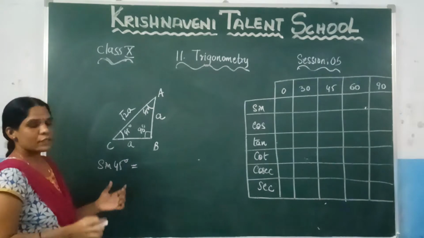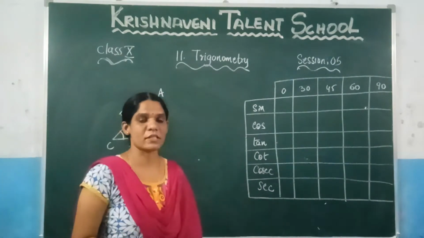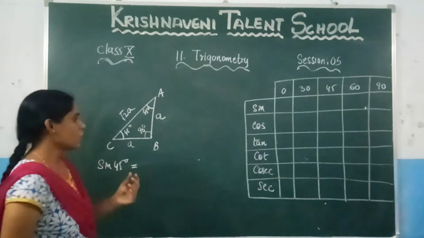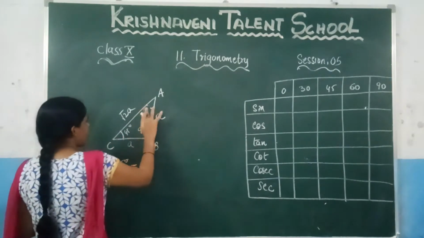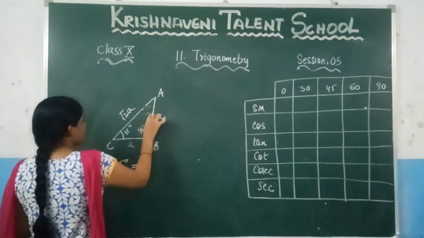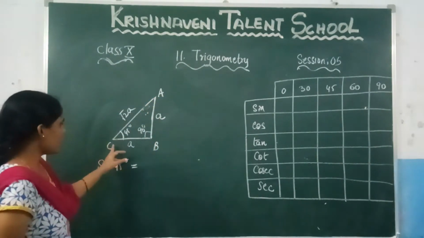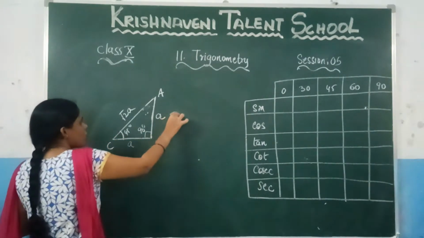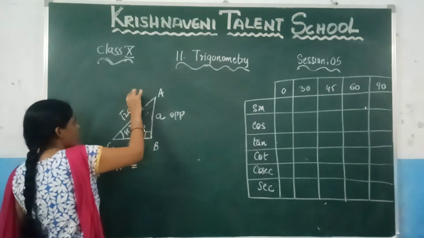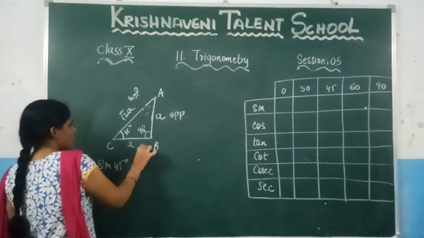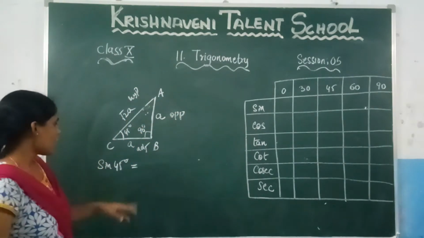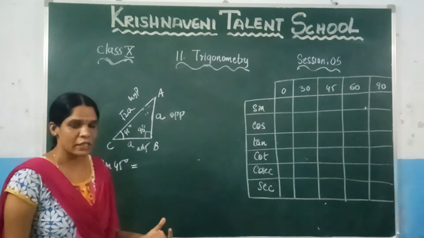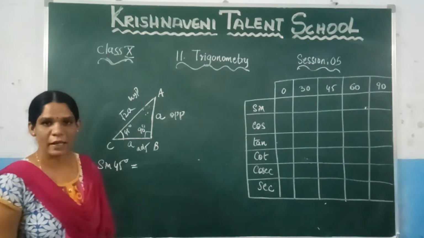You know that the trigonometric ratios are always defined for the acute angle triangle. Now I am taking this as an angle. If I am taking this as an acute angle, what is the opposite side? This one is the opposite side, this is the hypotenuse, and this one will become the adjacent side. And what is the value of sin 45? Which is nothing but opposite by hypotenuse.